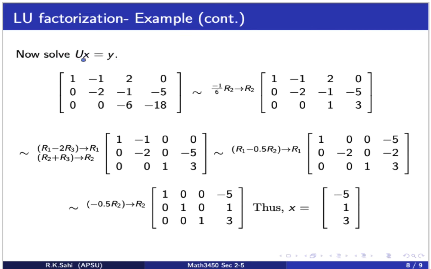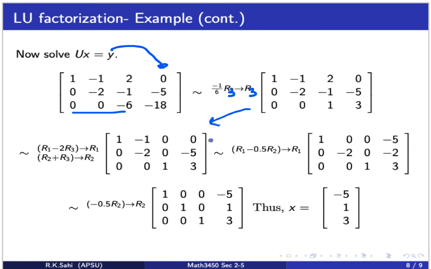U already is given to us. X is the one we're looking for. So we're going to write the augmented matrix. This is U for us, and this is y. The last column of the augmented matrix is given by the constant terms. Then we apply these algorithms. First of all, we are going to make this a 1 by multiplying row 3 by -1/6, and you get this new equivalent matrix.